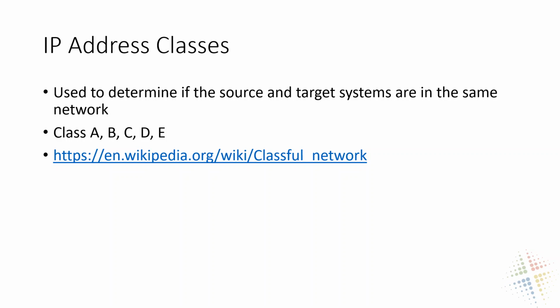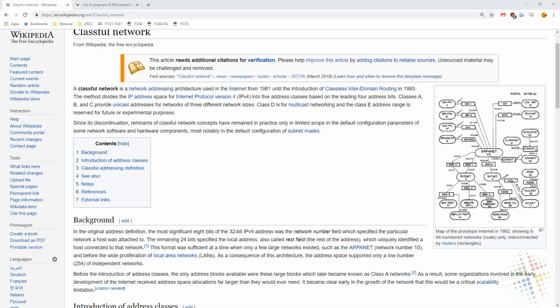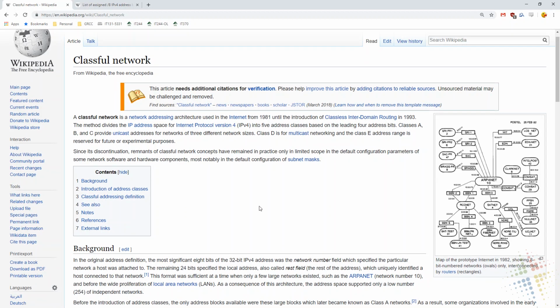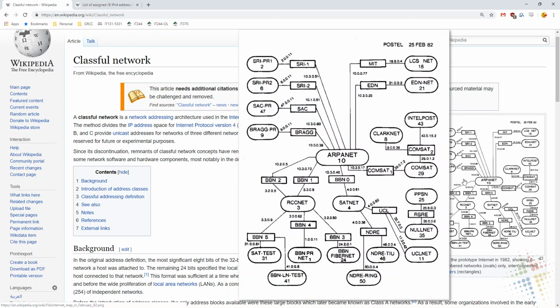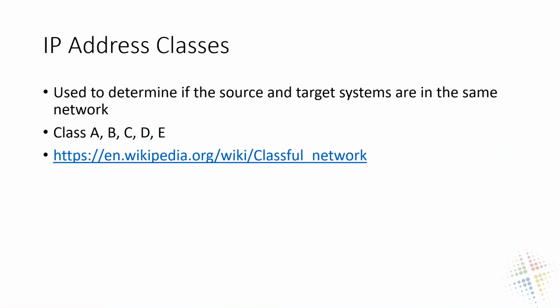There are 5 classes defined, and there's a really great Wikipedia link here that shows all the information you will ever need about IP addressing. Specifically, this nice little map right here shows what the internet looked like when it was first created and when these classical networks were put in. When these classical networks were put in, it was very, very simple and it worked perfectly. So let's check out some information about it.